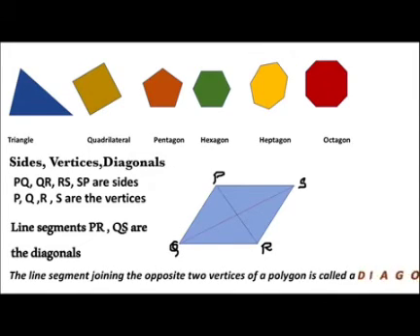So what is a diagonal? A diagonal is a line segment joining the opposite two vertices of a polygon. So what's a diagonal? Please repeat. The line segment joining the opposite two vertices of a polygon is called a diagonal. Clear, children? Next.